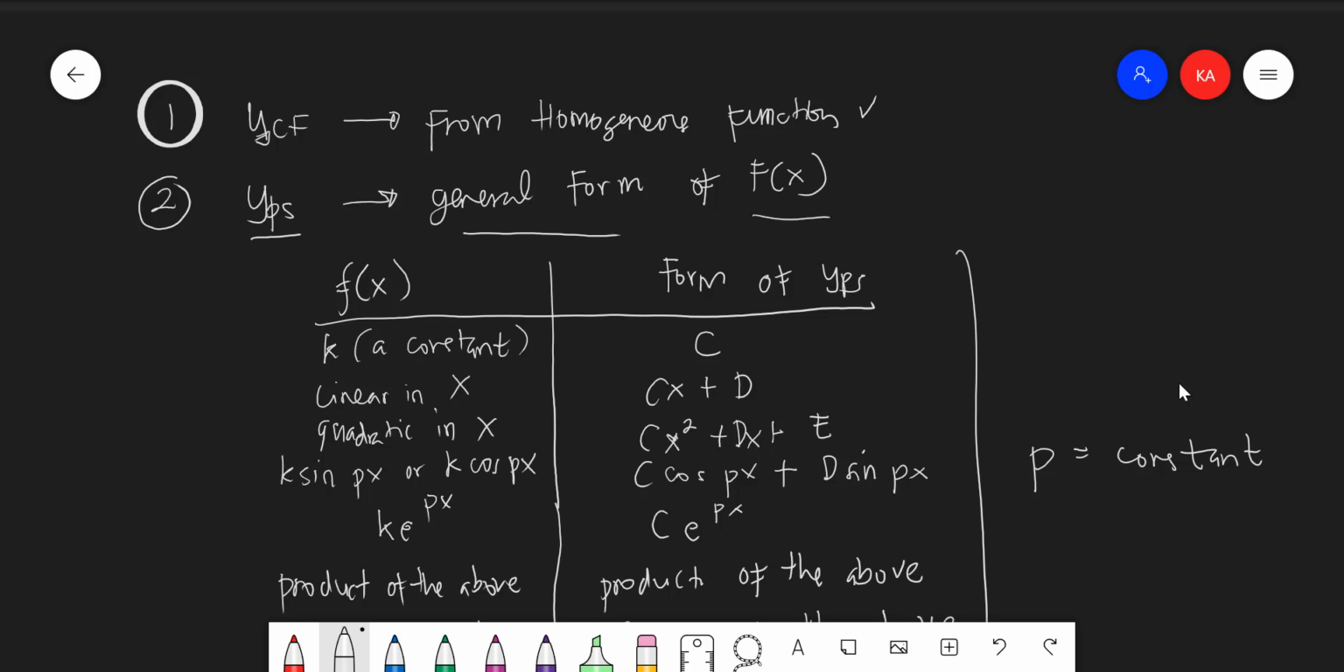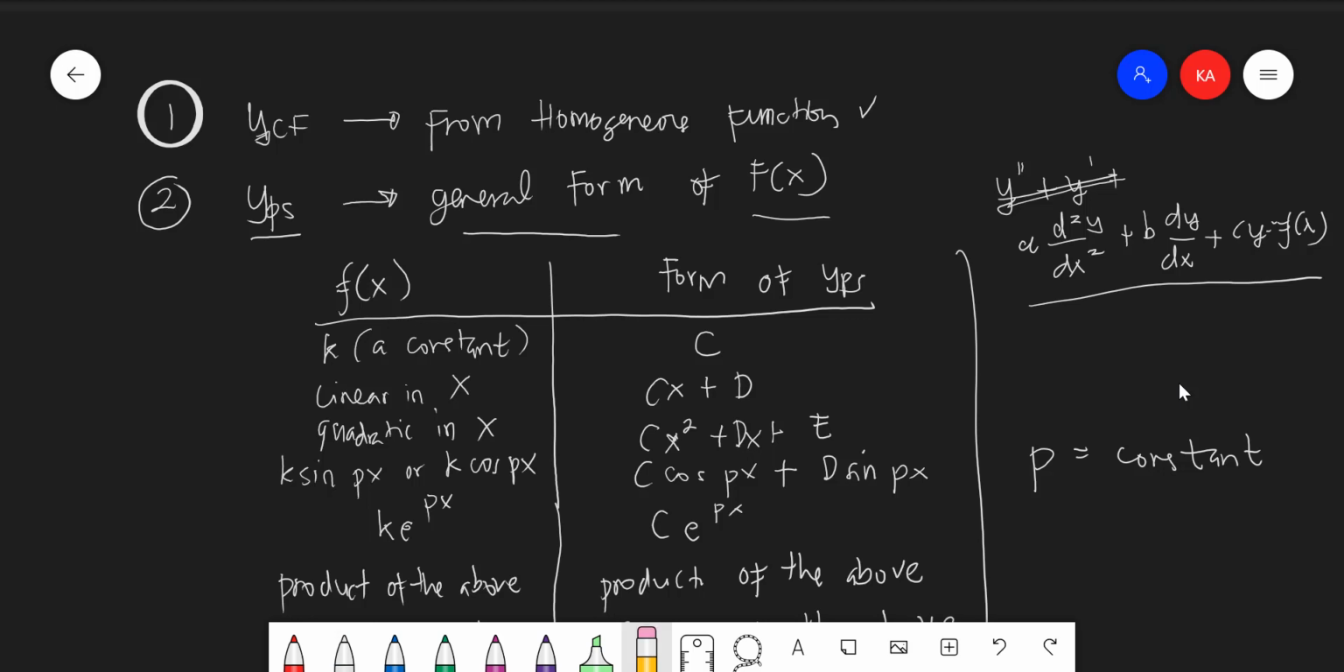You have to remember that the general form of the second order equation is y double prime plus y prime plus, or maybe like this: a d squared y per dx squared plus b dy per dx plus cy is equal to f(x). This is the general form of the second order non-homogeneous ODE, and f(x) here is the right side.